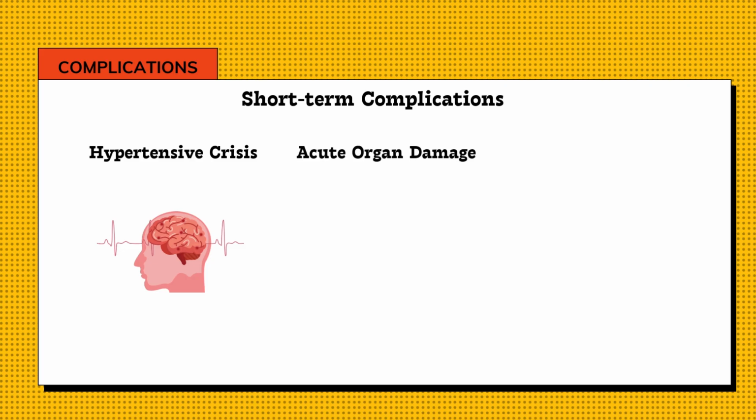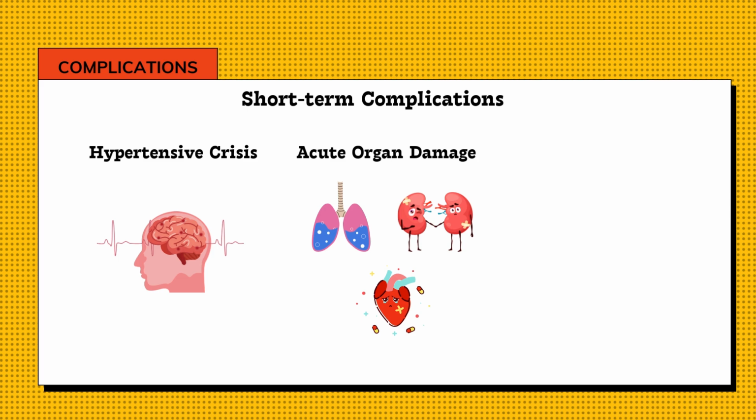Acute organ damage. In a hypertensive emergency, there can be marked elevation in blood pressure associated with signs of target organ damage, including pulmonary edema, acute kidney injury, and acute heart failure. Sexual dysfunction. Hypertension can lead to sexual dissatisfaction in both men and women due to the added stress on the heart and arteries, which affects blood flow.